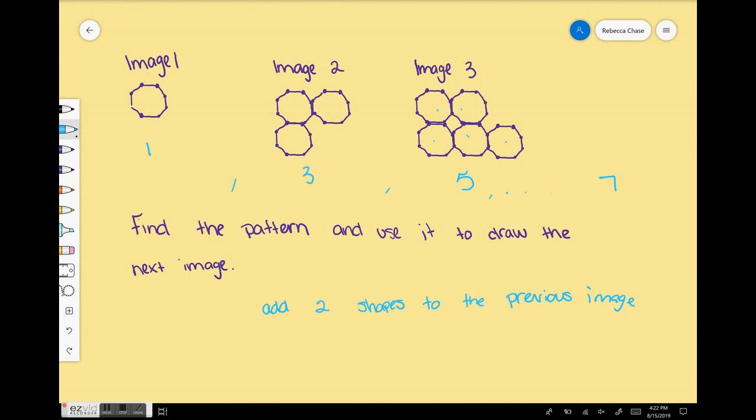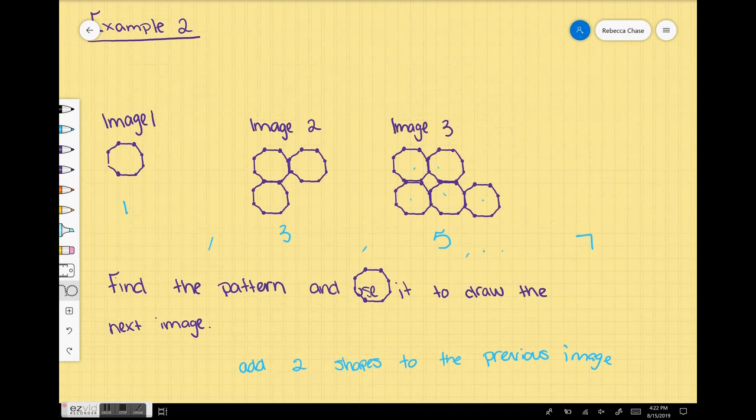Okay, and it says use it to draw the next image. So what we would do is we would take this, and I'm going to have to paste it. It's not going to let me move it, is it? Come on.